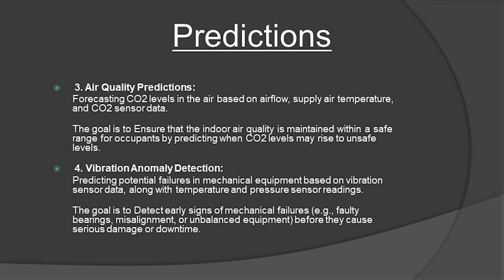Vibration anomaly detection: predicting potential failures in mechanical equipment based on vibration sensor data, along with temperature and pressure sensor readings. The goal is to detect early signs of mechanical failures, for example faulty bearings, misalignment, or unbalanced equipment, before they cause serious damage or downtime.